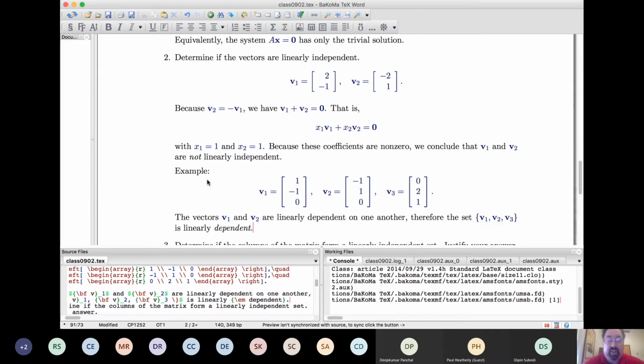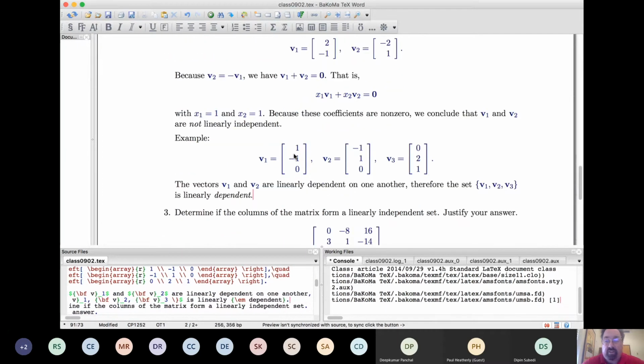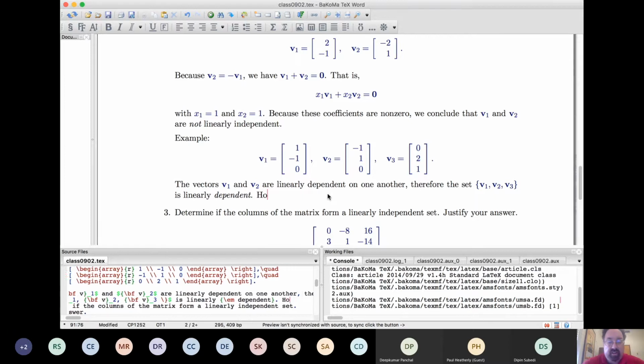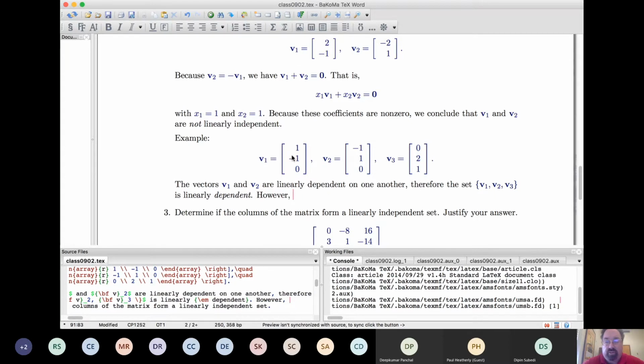Is linearly independent. So all it takes is one vector. If you have a subset that's linearly dependent, it spoils the whole thing. So that makes the whole set linearly dependent. However, if I ignore v2, for instance, and I just focus on v1 and v3, anytime you have just two vectors, you just check if one is a multiple of the other.